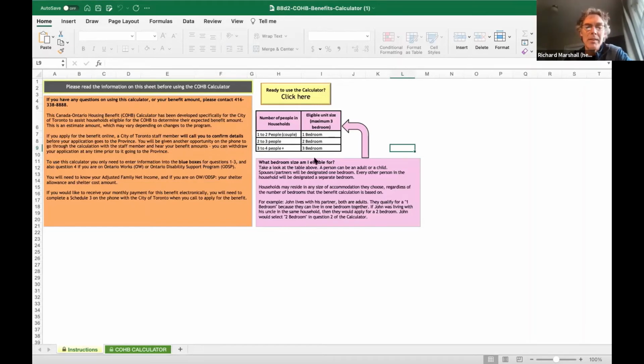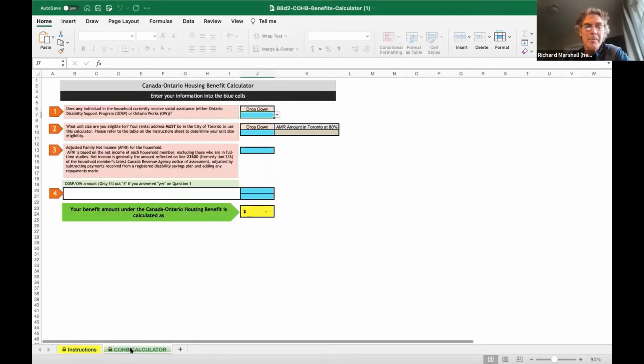One of the pieces is to figure out what size bedroom a household is eligible for. It's fairly straightforward. If it's 1 or 2 people that are a couple, they're eligible for a 1-bedroom. 2 to 3 people, 2-bedroom, and then 3 to 4 people plus, 3-bedroom. So now I'm going to go to the calculator.